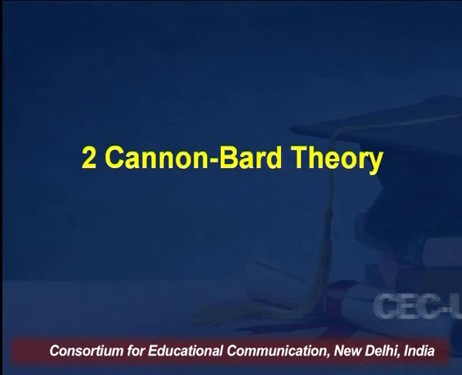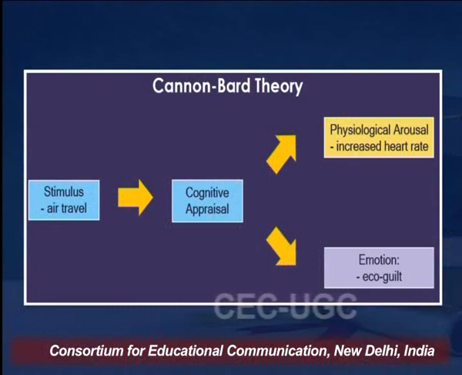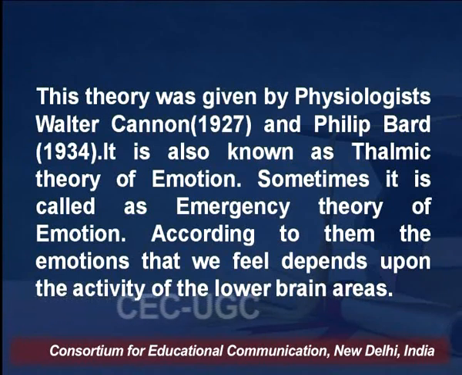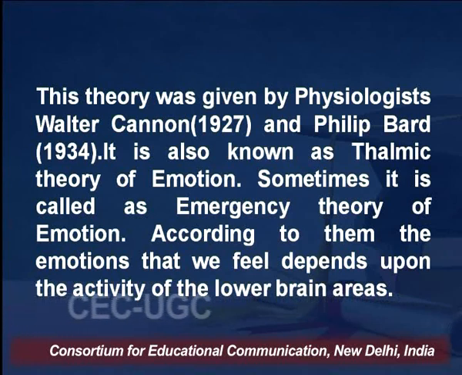Then the second theory is known as the Cannon-Bard theory. Let us see what the Cannon-Bard theory says. In this picture, we see the stimulus, air travel, then cognitive appraisal, then further it leads to physiological arousal, increased heart rate, and emotion, then ego or guilt. Let us try to understand this theory further. This theory was given by physiologist Walter Cannon in 1927 and Philip Bard in 1934. It is also known as the thalamic theory of emotion. Sometimes it is called the emergency theory of emotion.